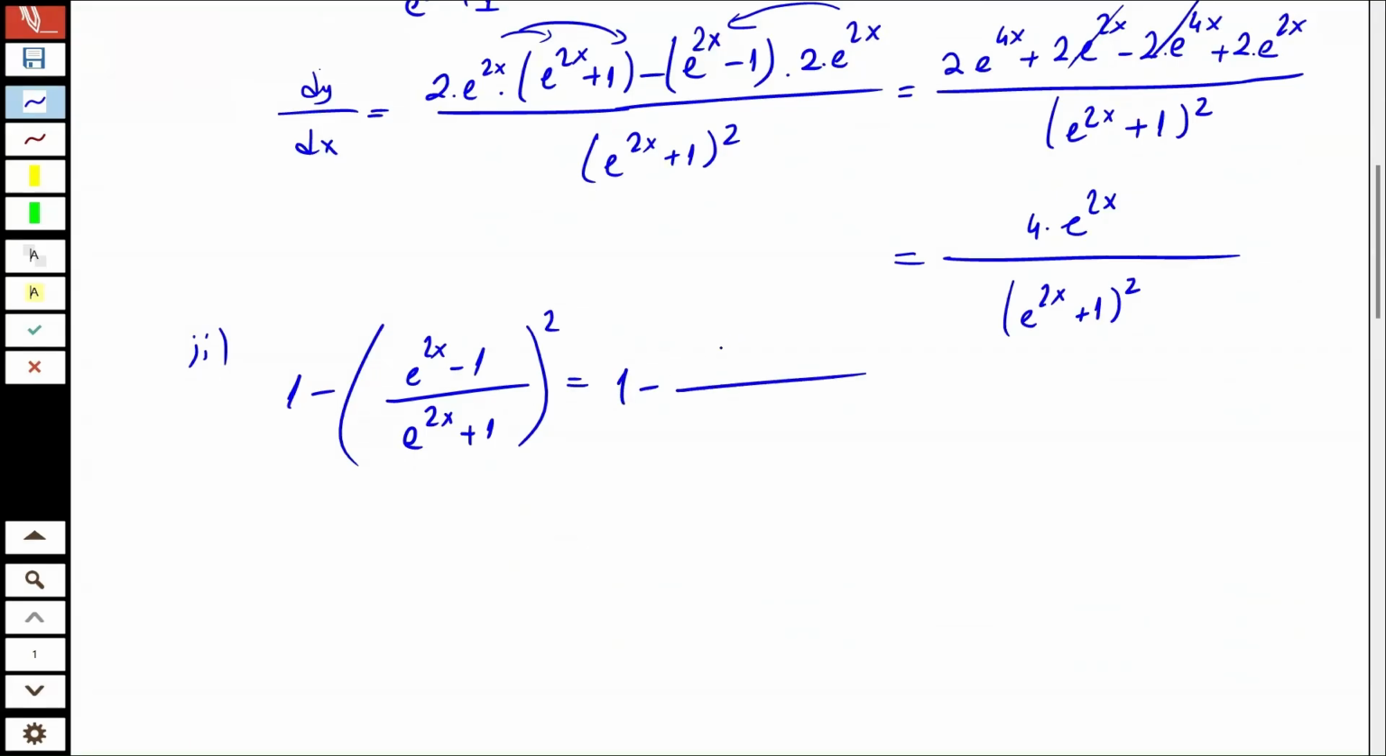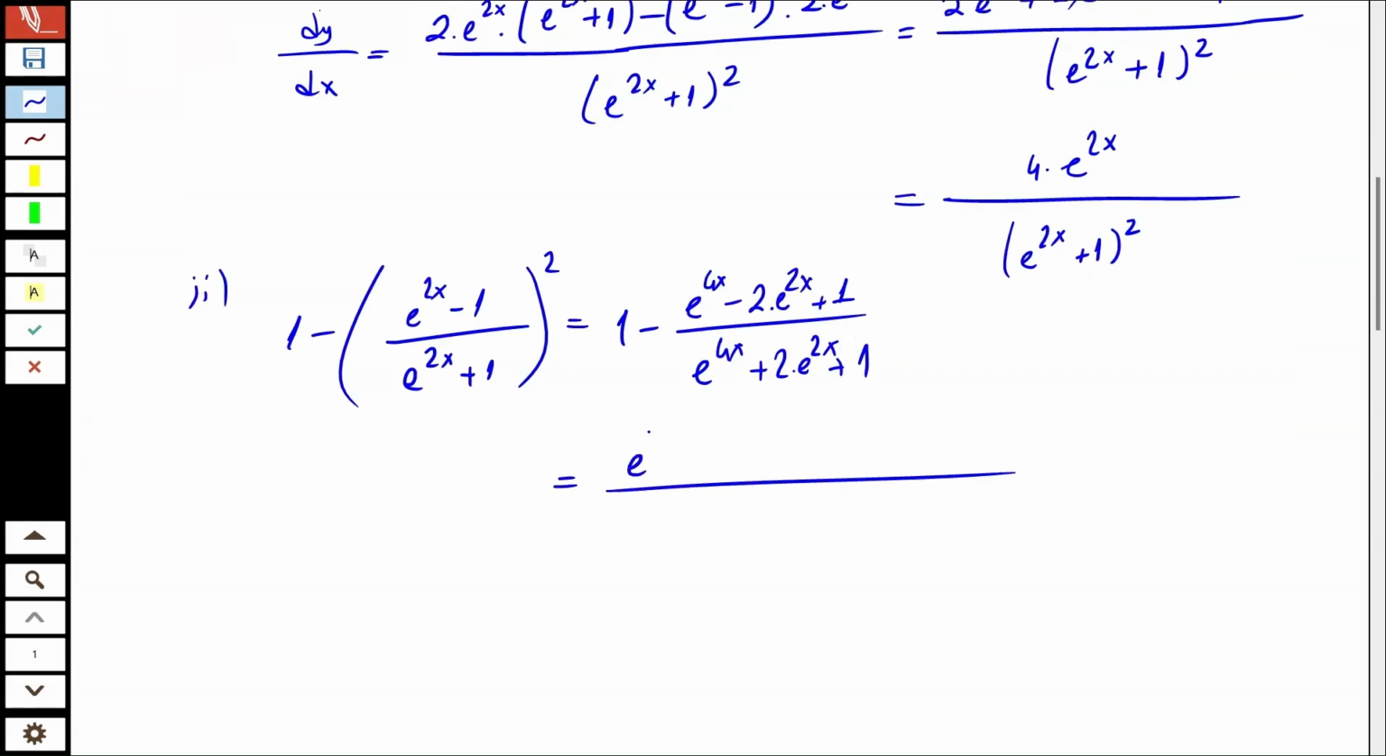1 minus a to the power of 4 times x minus 2 times a to the power of 2 times x plus 1, divided by a to the power of 4 times x plus 2 times a to the power of 2 times x plus 1.